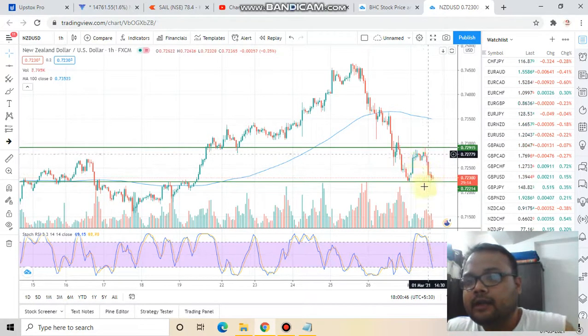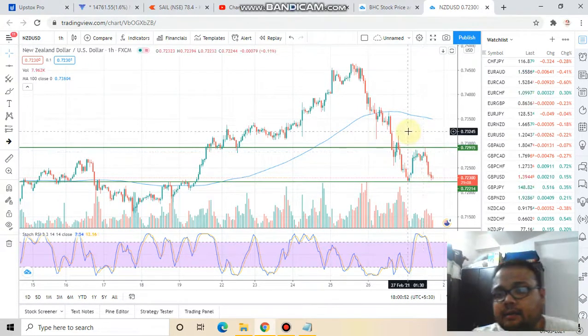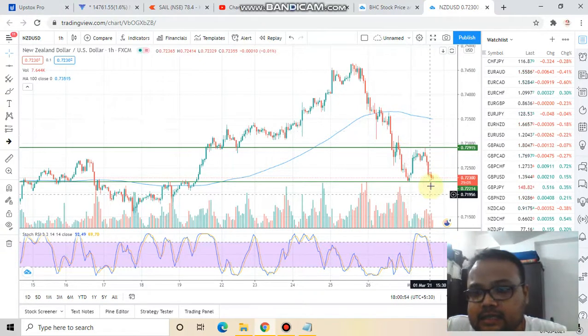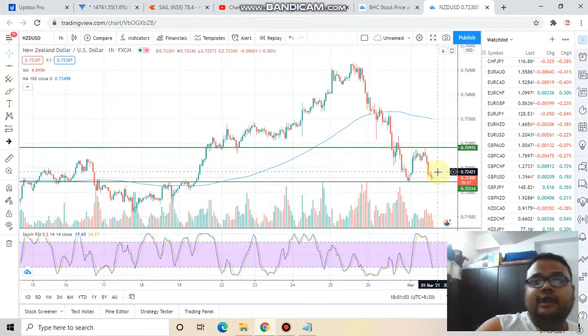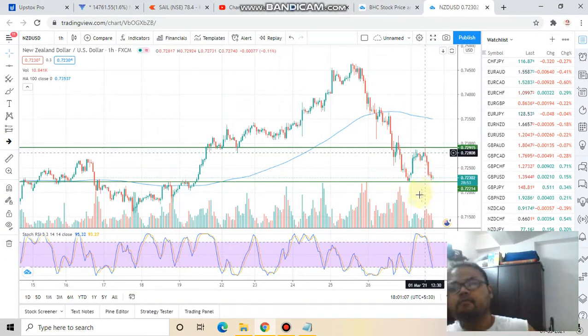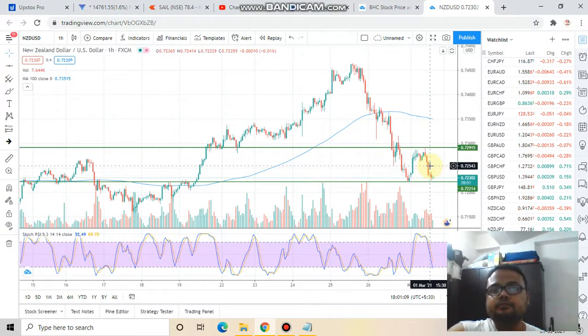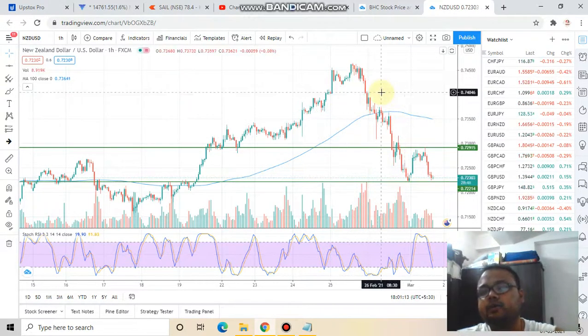So right now I'll say that market is in no trading zone. In this zone you should not trade. Let the market cross either this level of 0.7222 or 0.72915. These are the levels that we need to look for, because this kind of selling pressure we cannot ignore.